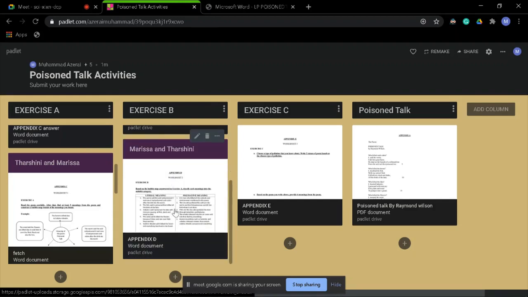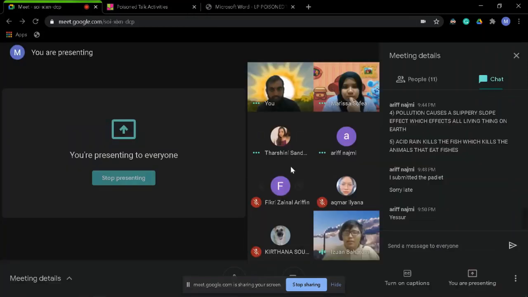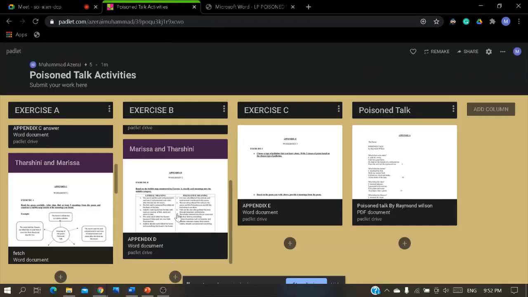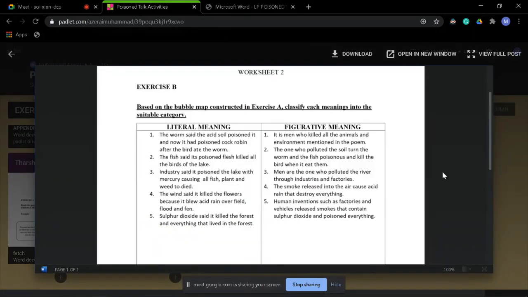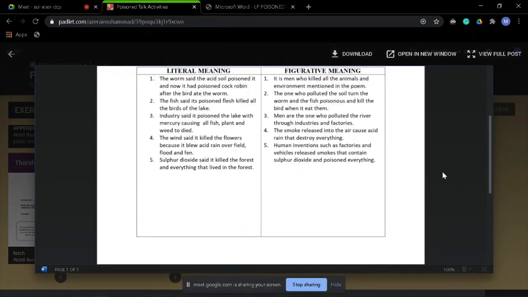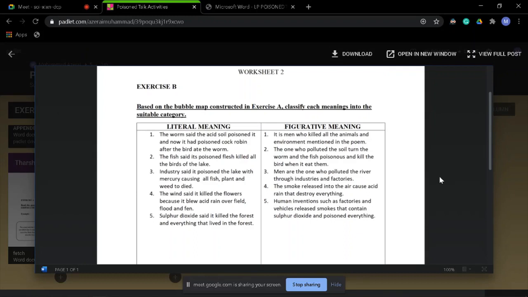How many answers do you want? 3 for each category, but you can always put more than that if you find it. I can see Marisa and Tashni did their answers already. Very fast. Very good.